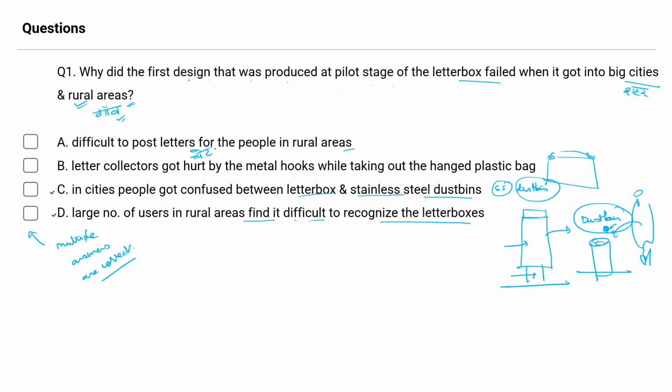The options are: difficult to post letters. The letter collectors, who were the lowest grade clerks, were facing certain issues because they are getting hurt by the metal hook. In cities, the people were getting confused with the letterbox and the dustbins. However, in the rural areas, they were finding the difficulty of recognition. They didn't realize that this is actually a letterbox. For them it was something else, but not the letterbox, because they had a very different image of it.